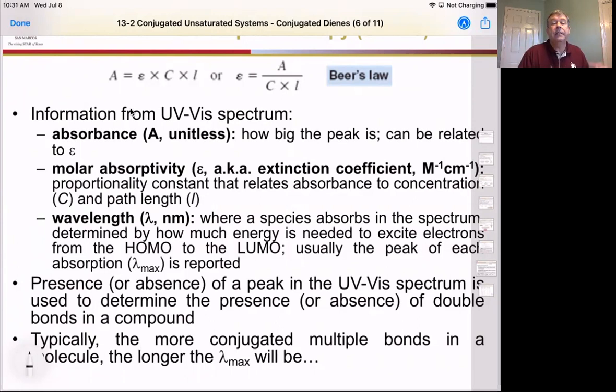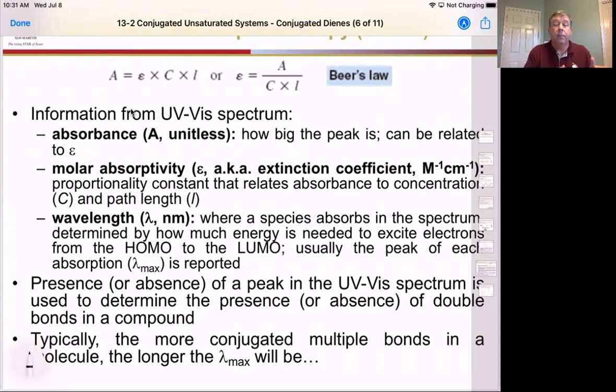The next component is the wavelength of light at which it absorbs. That's the energy it takes to excite one electron from an already occupied orbital into an unoccupied orbital above it. You have to add energy to the system, it'll excite, and that excitation is the absorption we see. So the presence or absence of a peak in a UV-Vis spectrum is used to determine the presence or absence of double bonds or multiple double bonds in a compound.